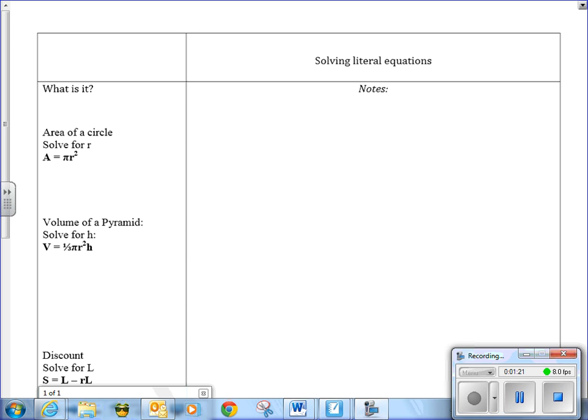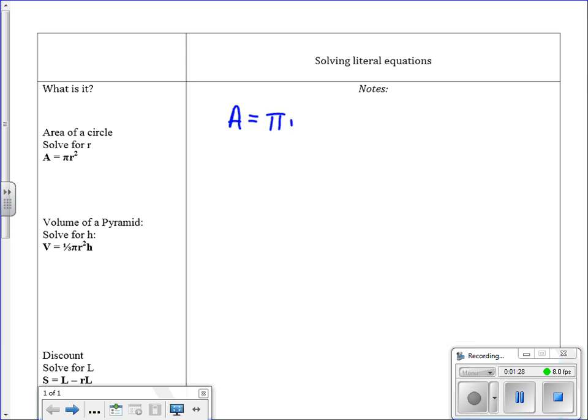So here we say, what is the area of a circle? Solve for R. I'm going to start off by writing the formula. A equals pi R squared. And remember, I want to solve for R. So I want to isolate R on the side of the equal sign all by itself. That's the thing that I'm trying to find. The first thing I can do is divide both sides by pi. Let's get that pi out of the way. So now I'm left with A divided by pi equals R squared, since those pi's cancel each other out.